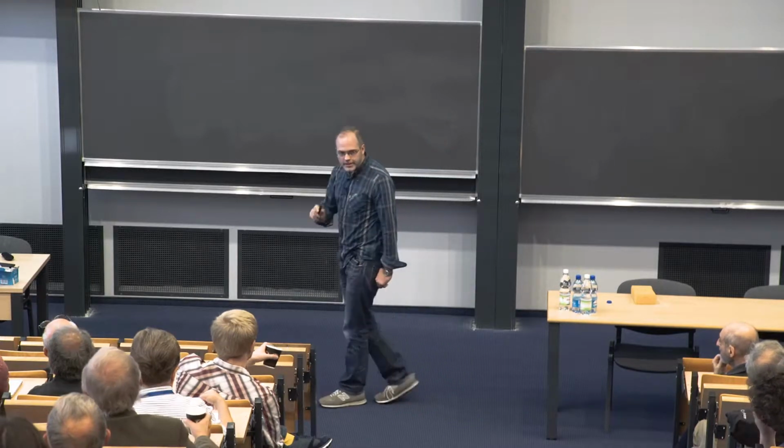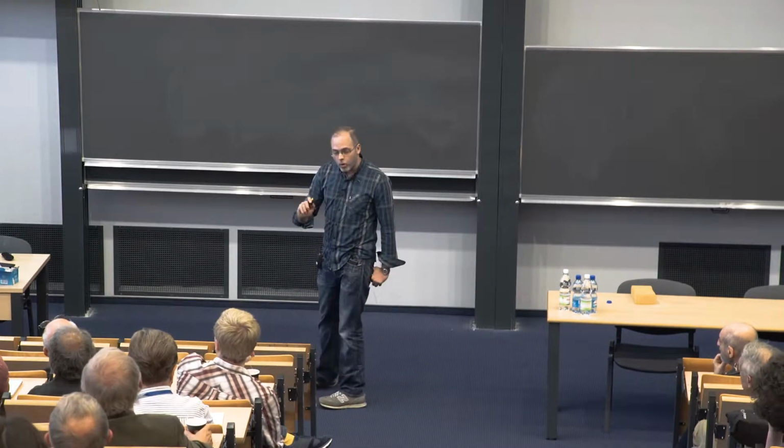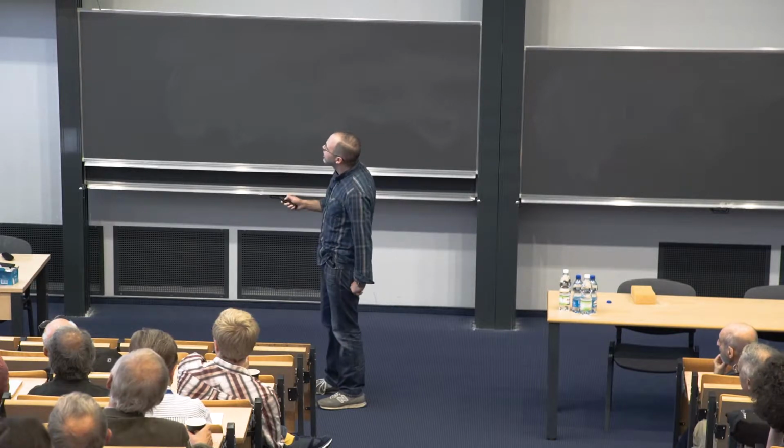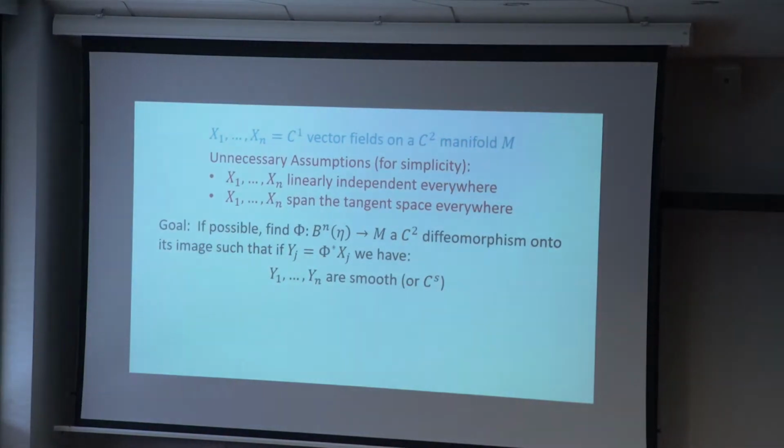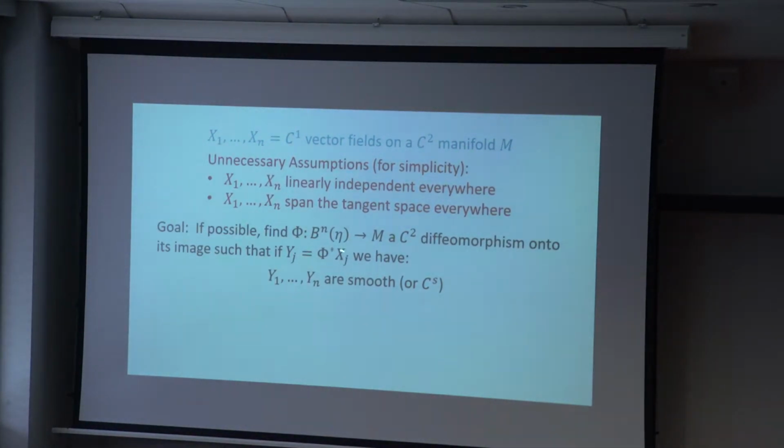And our goal today, or at least our qualitative goal, is to, if possible, find a coordinate system phi. So that's going to be a C2 diffeomorphism from some Euclidean ball of radius eta onto some open set of the manifold. And what we're going to do is pull back these C1 vector fields by this diffeomorphism. We're going to call those y's.